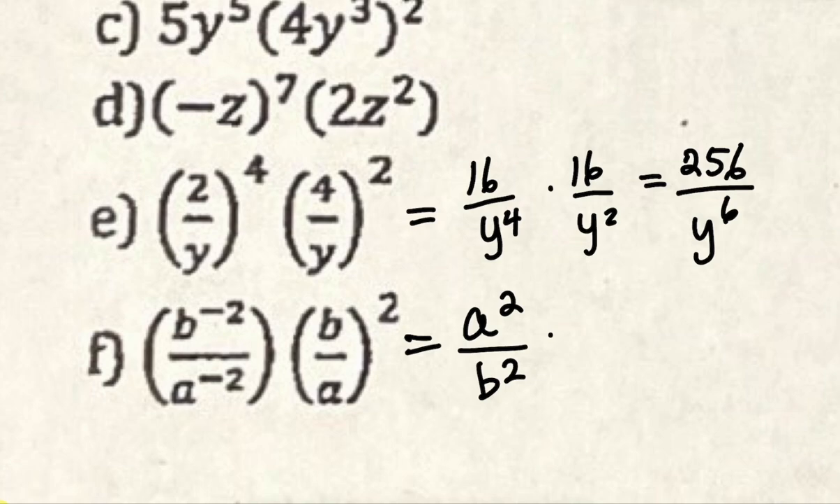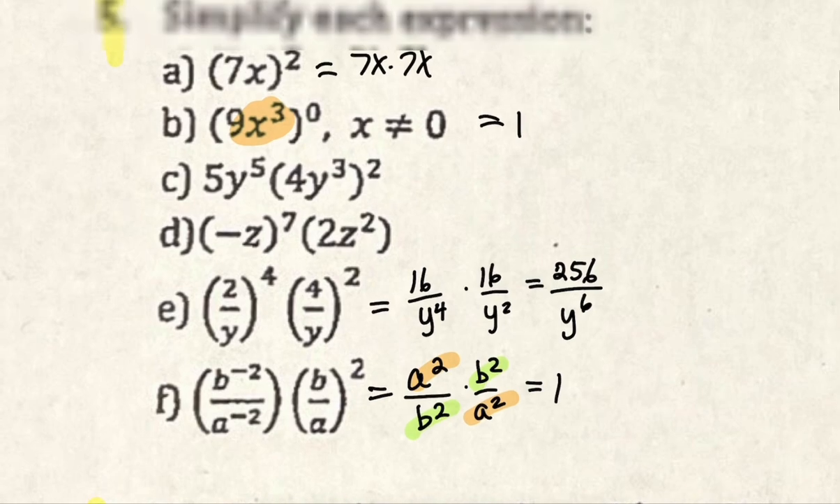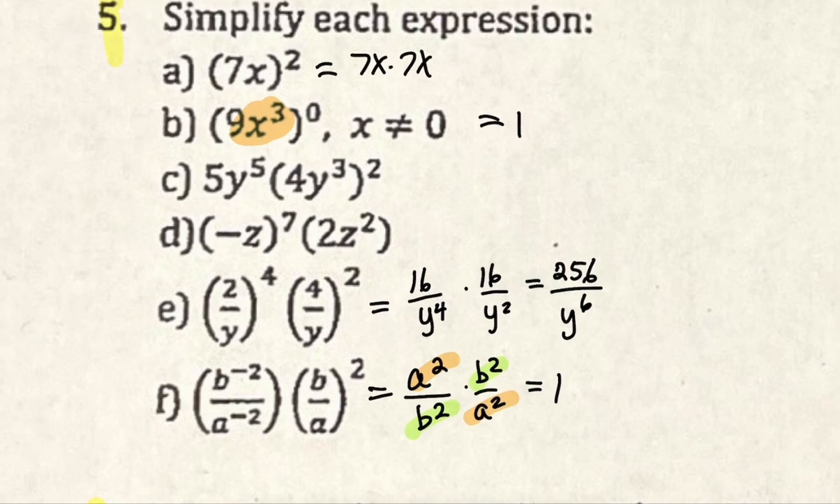And we square a fraction by squaring the top and squaring the bottom. So it's b squared over a squared. Now you'll notice we have an a squared divided by an a squared, which is 1. We have a b squared divided by a b squared, which is 1. So it cancels out perfectly. The answer is 1. So please finish up number 5. Do we have any questions about number 5?